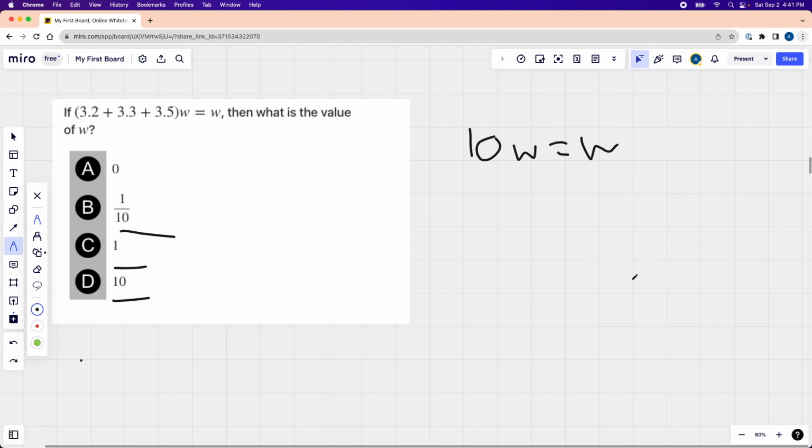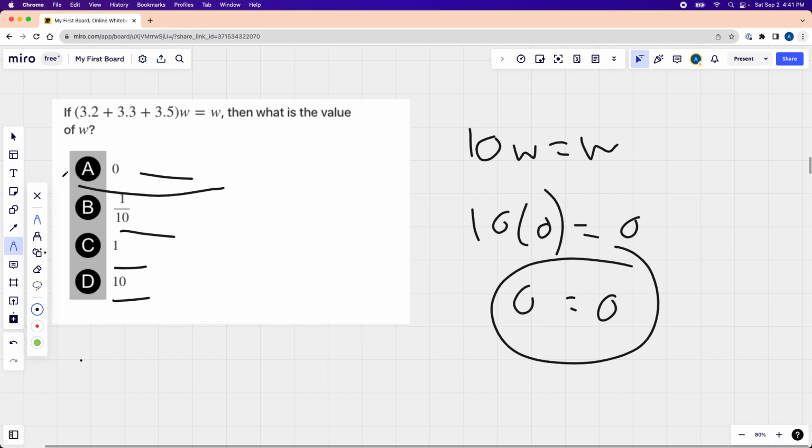So let's try this one now, 0, where we say 10 times 0 equals 0. Well, 10 times 0 is 0, and yes, that does equal 0. So that has to be the right answer. Sometimes when you try to do things algebraically and they don't work out the way you want, it's good to remember, I'm given 4 possible answers. It has to be one of them. So start plugging the different answers into your equation and see if they make sense.